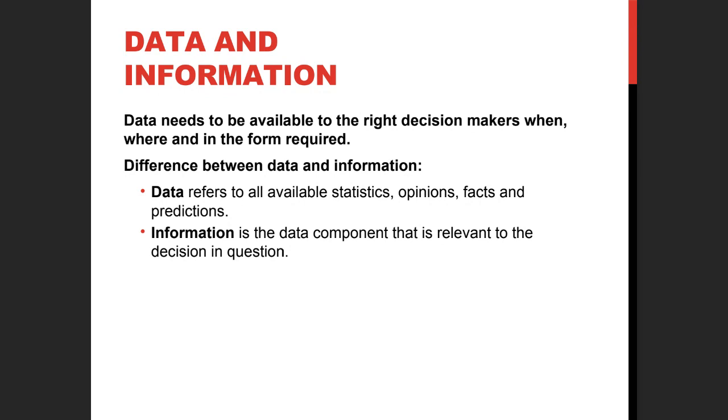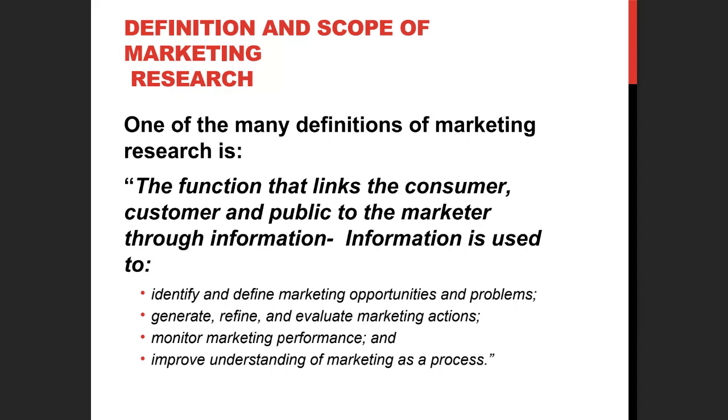But information is that data component that is relevant to solving a certain problem in an organization or in any setting. Your textbook describes it as that data component that is relevant to the decision in question. So some see information as processed or analyzed data, which can actually be used, which is relevant in solving problems in an organization. So that difference is important. Although it's common knowledge, it is important for us to emphasize that there is a difference between data and information. That will also be emphasized when you look at the research process, the steps that you follow when you are conducting research.